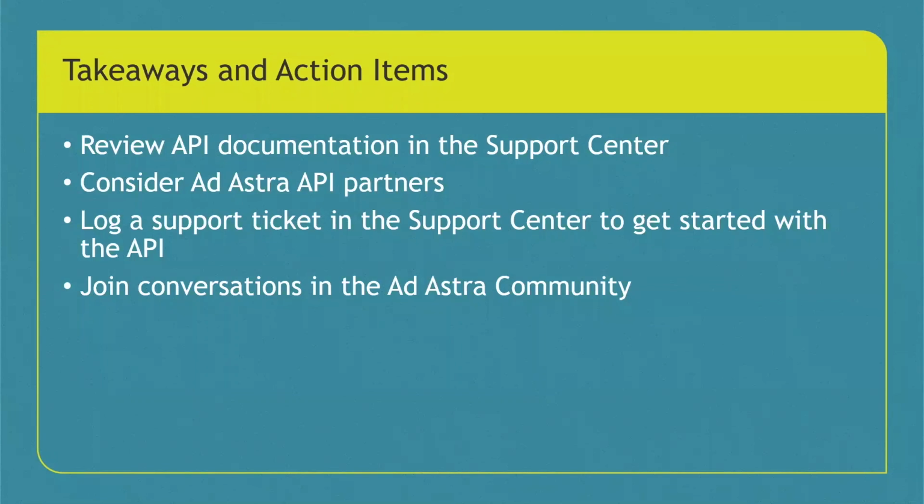So a few takeaways and action items for our presentation today. Make sure to review the API documentation in the Support Center if you are interested in getting started with the API. Be sure to take a look at our API partners. Again, the links to the partners mentioned in this presentation are going to be in the community. When you're ready to get started on the API, go ahead and log a support ticket and we'll get you started. And then also feel free to join the API conversations in the Ad Astra community to learn more about how others are using the API.